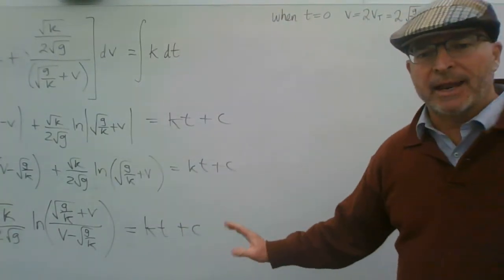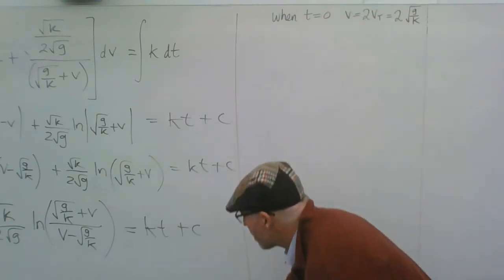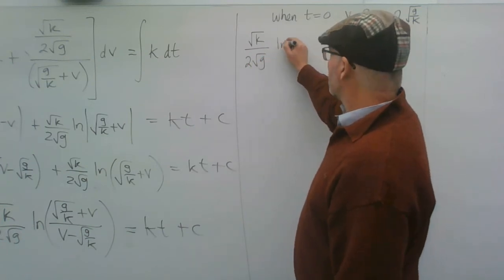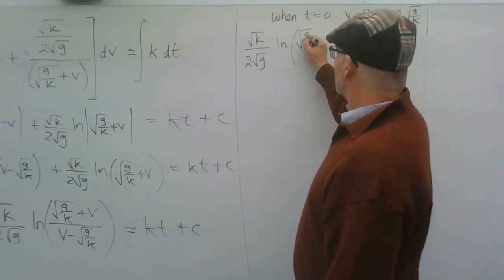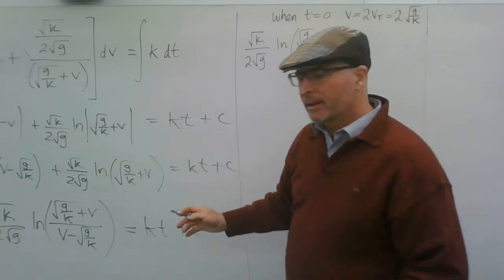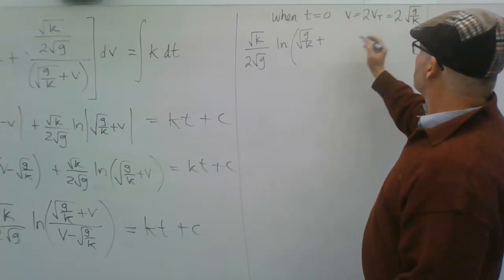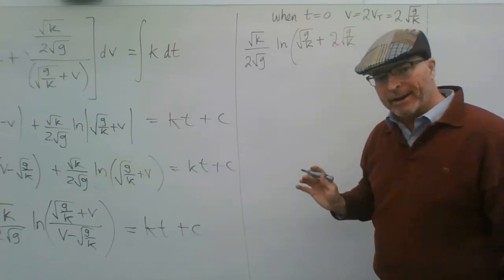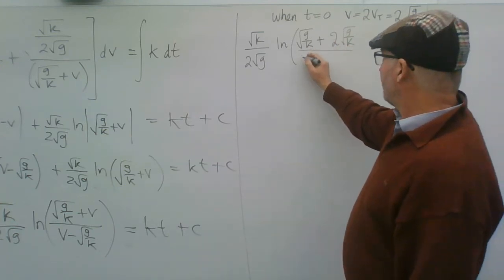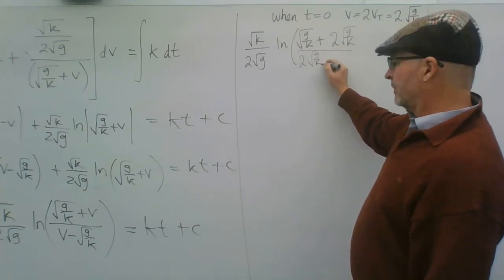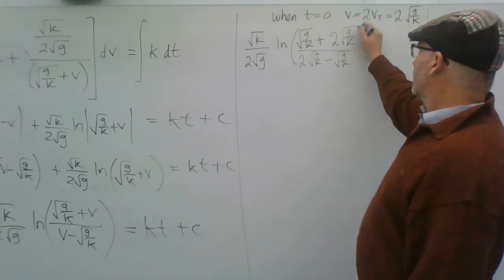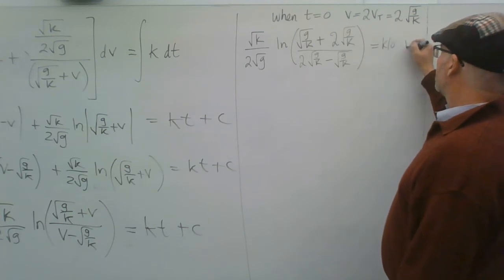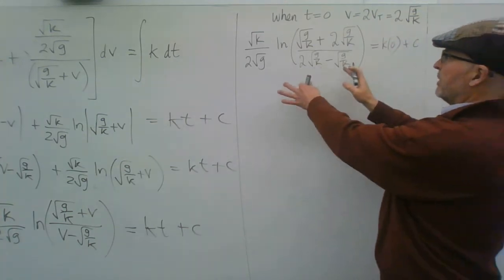So I'm going to pop that into the equation I just found. All right, I've got root k on 2 root g, natural log of root g on k plus v, so plus 2 root g on k, because our velocity is twice the terminal velocity at time 0, on v, which is 2 root g on k, minus root g on k. So that's the log bit, equals k times 0 plus c. So c is equal to this, but this can be simplified.